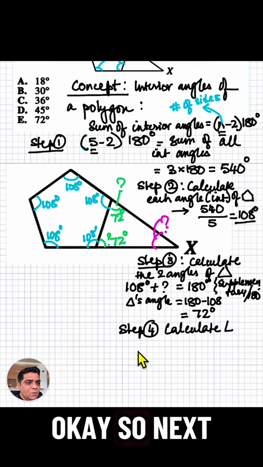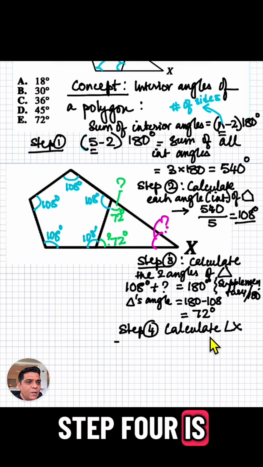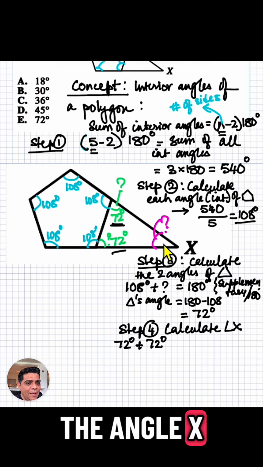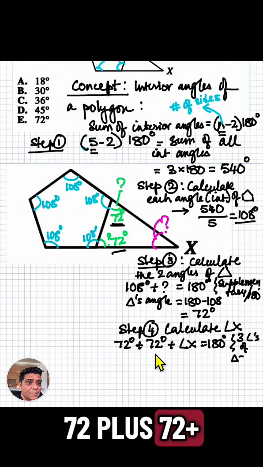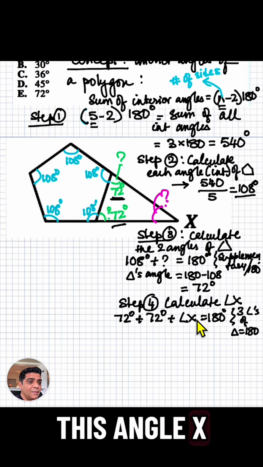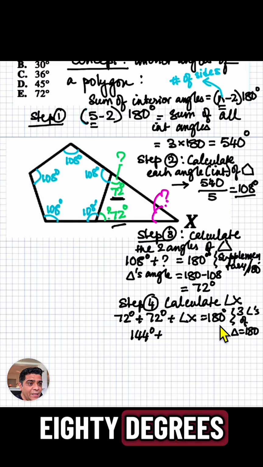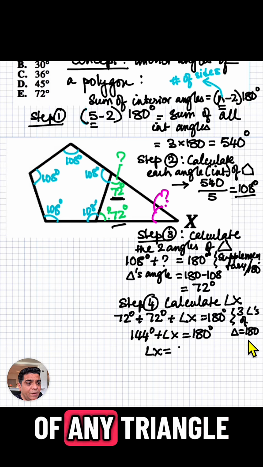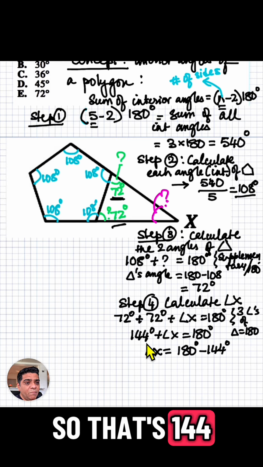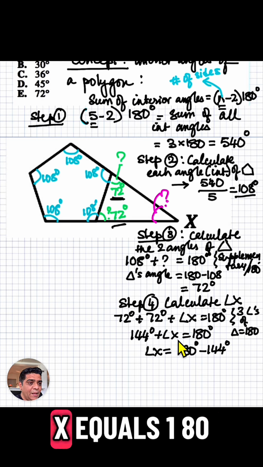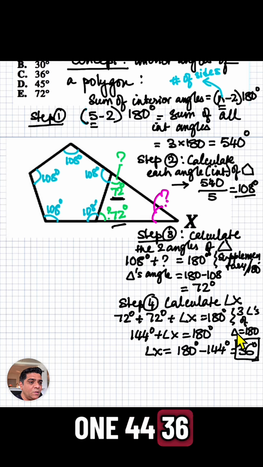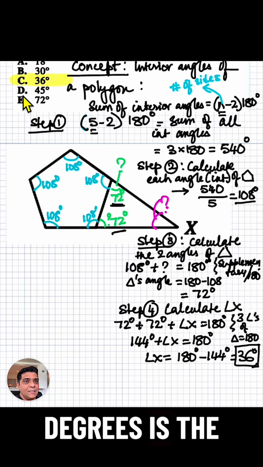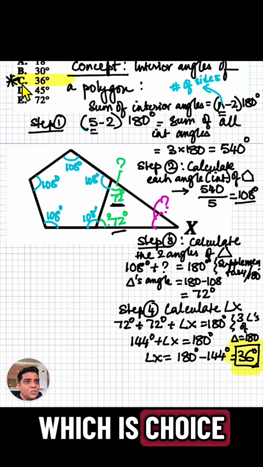Okay, so next, step 4, is we want to calculate the angle X. Now we can just do it using the sum of the 3 angles of a triangle. 72 plus 72 plus this angle X equals 180 degrees. 3 angles equals 180 of any triangle. So that's 144 degrees plus angle X equals 180. So bring this to the other side. 180 minus 144, 36 degrees is the correct answer, which is choice C.